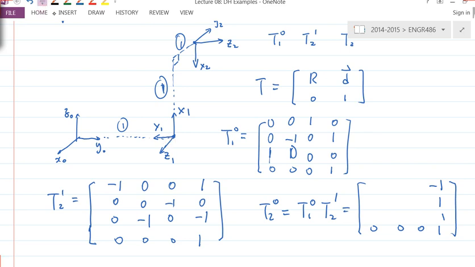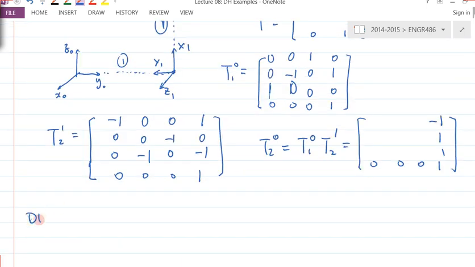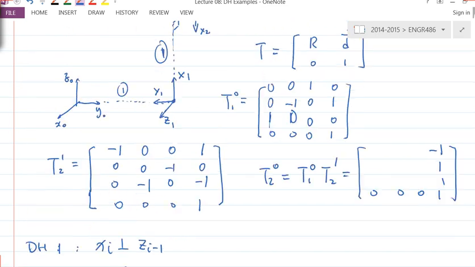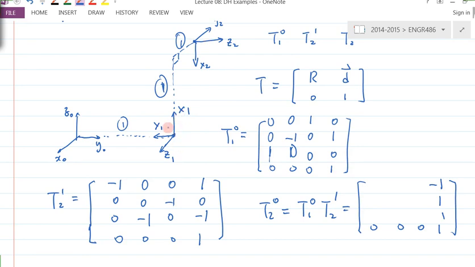Of course the question is, what is DH convention? There are two constraints. The first constraint is x_i needs to be perpendicular to the previous z-axis. And the second condition is x_i needs to be intersecting the previous z-axis. Apparently, the frame assigned here, this x1, is not perpendicular to z0. It's not according to the DH convention.